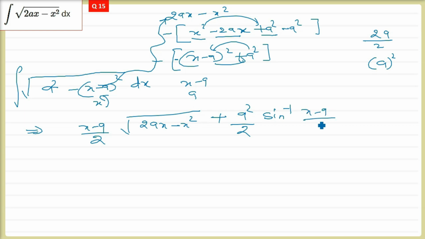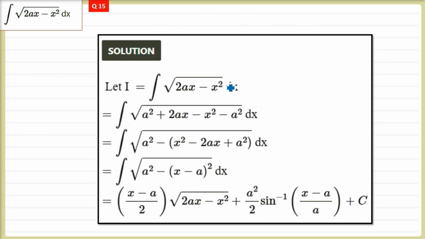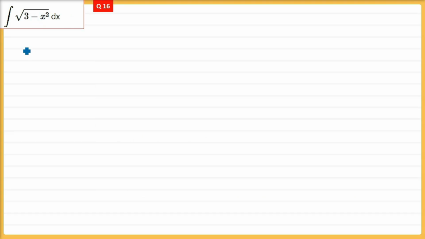So x minus a is a only plus a constant of integration. So this is your final result. So this is how you are going to go about it. This is a different way I have done it or showed it. Now this is a direct formula actually.